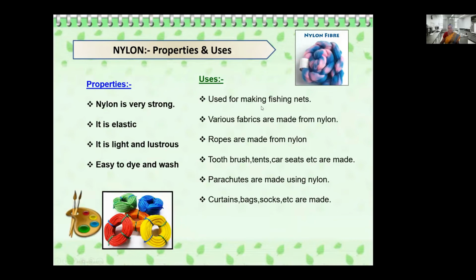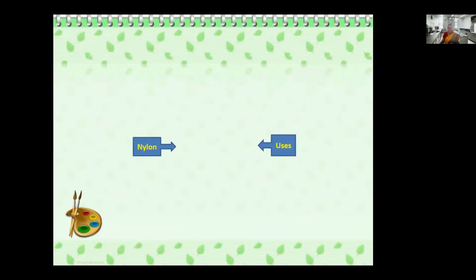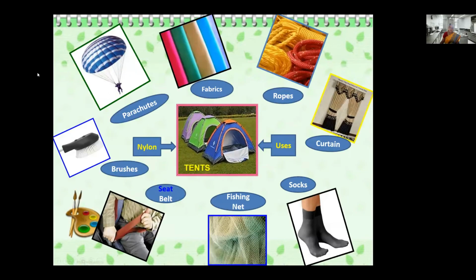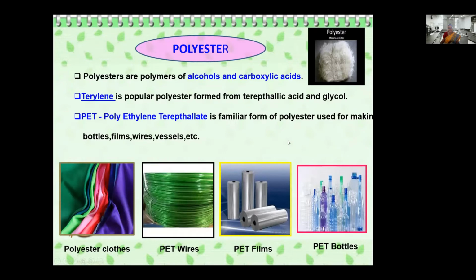Uses: it is used for making fishing nets. Various fabrics are made from nylon. Ropes are made from nylon. Toothbrushes, tents, car seats, etc. are made. Parachutes are made using nylon. Curtains, bags, socks are also made from nylon. So nylon is a multi-purpose fiber actually. Nylon is used for tents, parachutes, fabrics, ropes, curtains, socks, fishing nets, seat belts, brushes, like that.